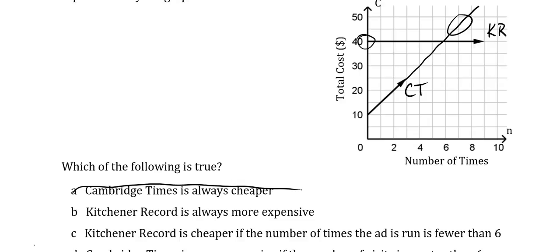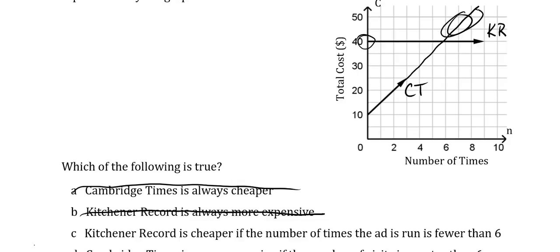Yeah, that's true. So is the Kitchener Record always more expensive? That depends on how many times the ad runs, right? But that's not what it means. It means per ad. So this is actually the same thing. If Cambridge Times is always cheaper, Kitchener Record would always be more expensive. That's actually saying the same thing. So for the same reason, that one's not true.